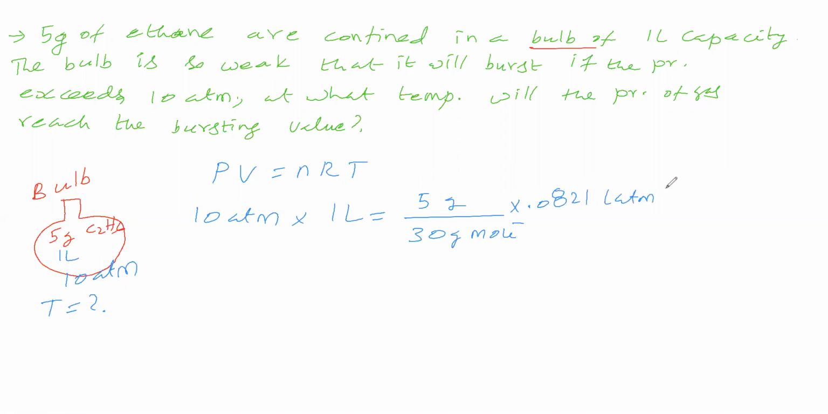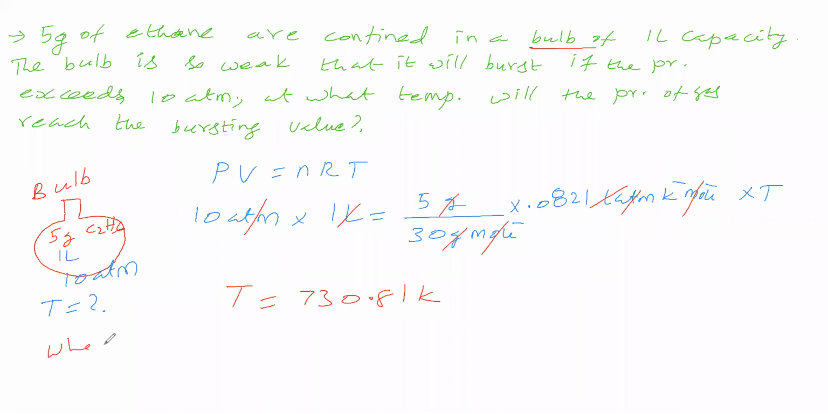Into R, which is 0.0821 liter atmosphere per Kelvin per mole. Then we substitute temperature. Temperature we have to find. So what are the common units that will cancel? We cancel atmosphere, liter, gram, and per mole. What is left is per Kelvin, that is per T. So T is equal to 730.81 Kelvin. So we got T.